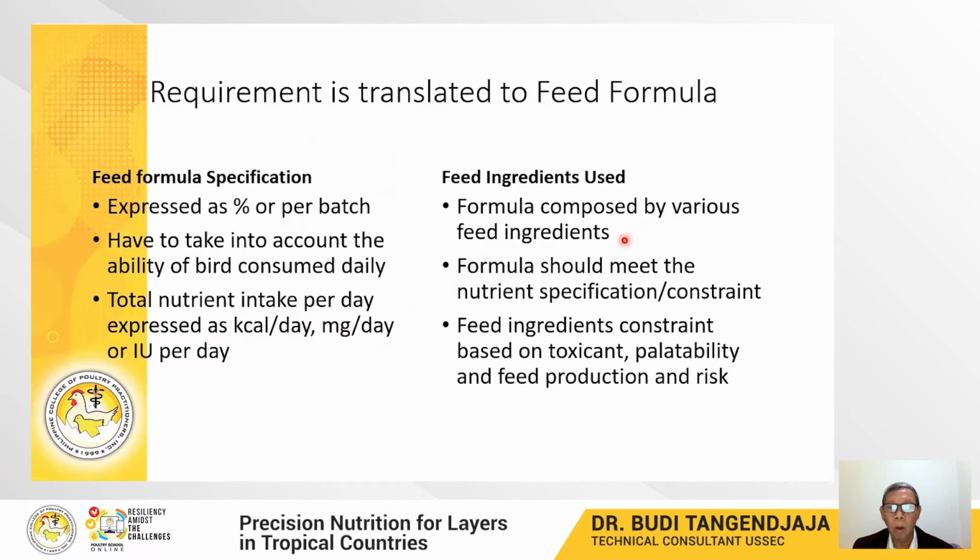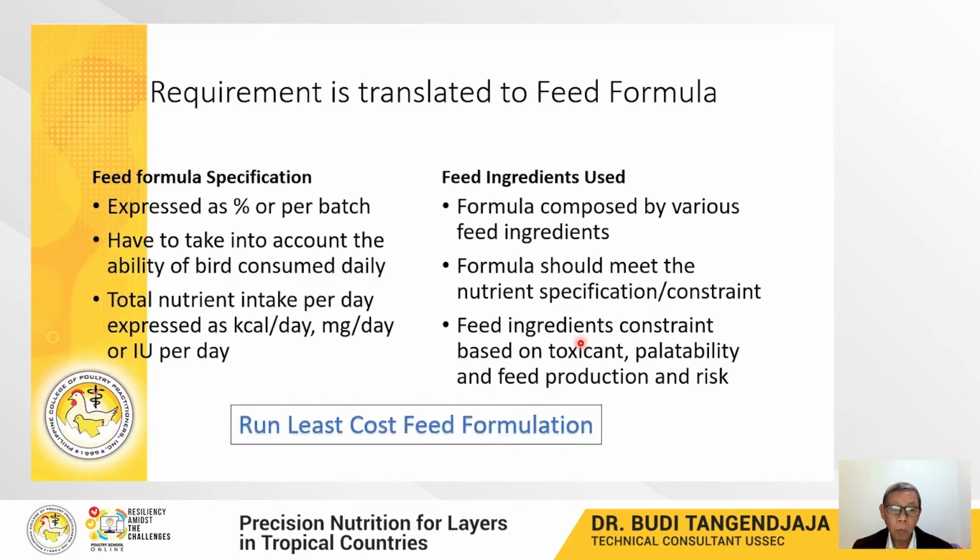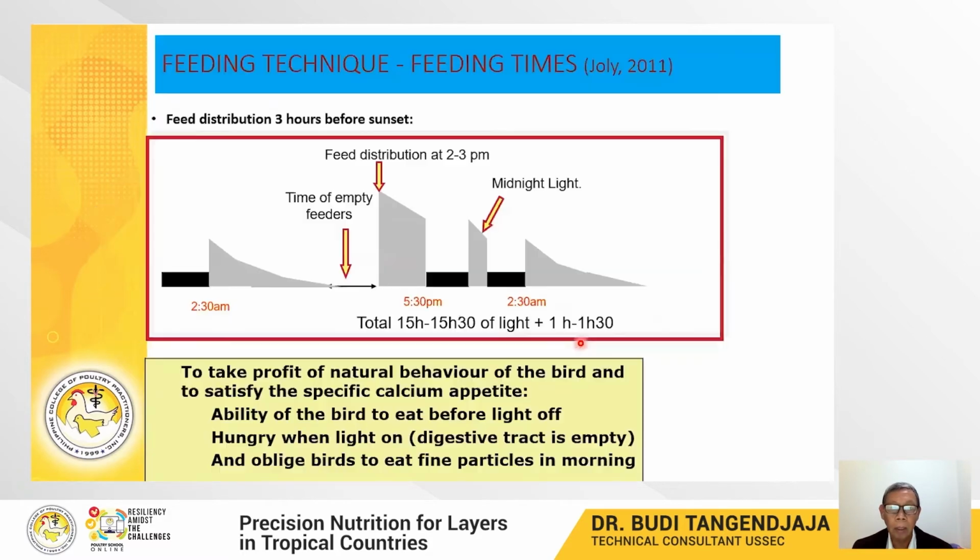So we have to know what ingredients to be used and what quality to be used in the formula. The formula has to meet the nutrient specification. The feed ingredients can be constrained during formulation, considering possible toxicants detected in the feed ingredient, and we have to consider the possible palatability of certain feed ingredients for the layer. So we have to run least cost feed formulation after defining the nutrient requirement and providing the ingredients.